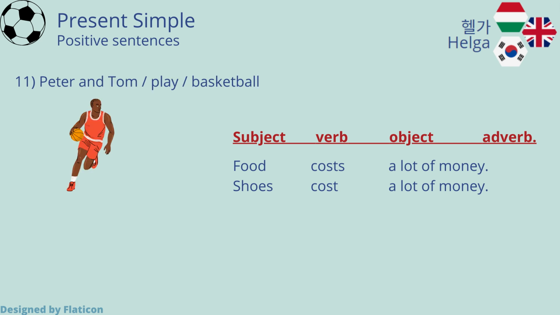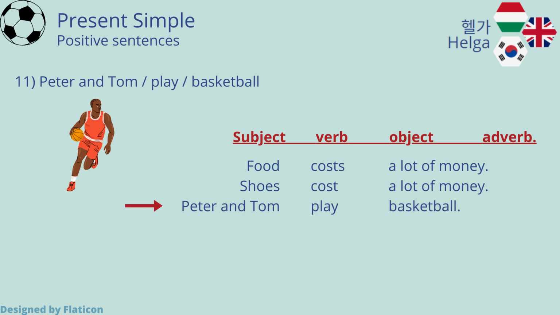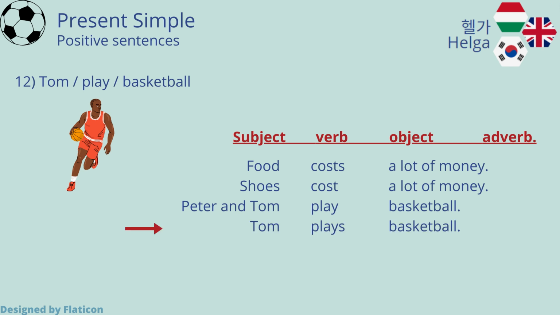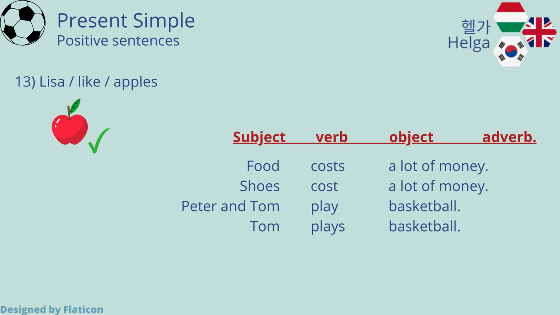Number 11. Peter and Tom play basketball. Number 12. Tom plays basketball. Listen and repeat. Tom plays basketball. Number 13. Lisa likes apples.